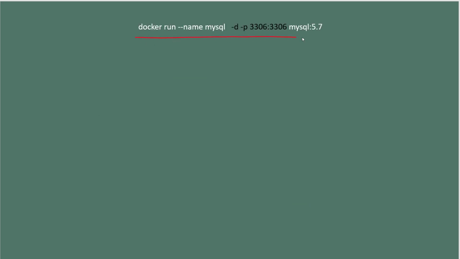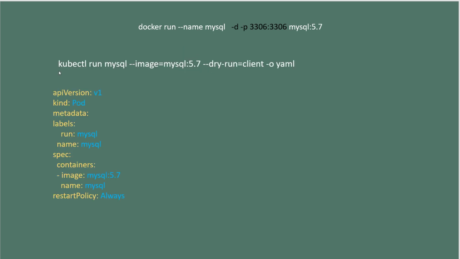Now we have this command, and we also need to change it to a Kubernetes command. By using this command, kubectl run mysql, and using this image, it will create such a file for us. This is a simple configuration for MySQL. What we need to do is add the secret in this file. The secret that we have already spoken about, we have to put in this configuration.